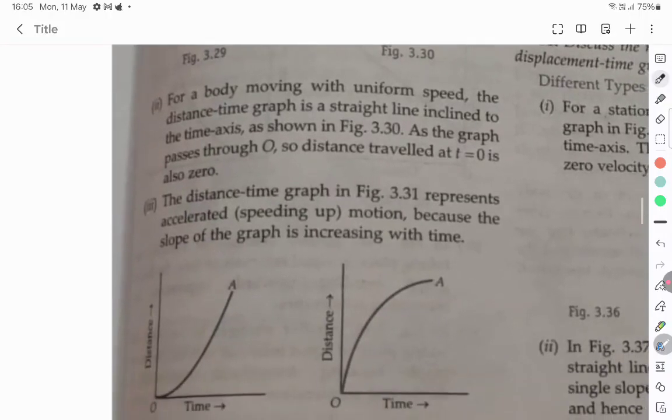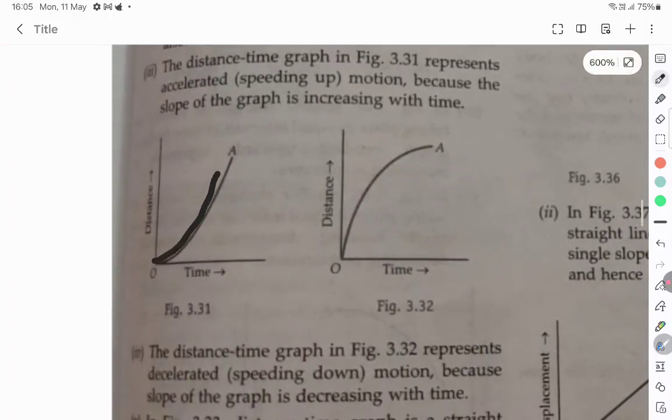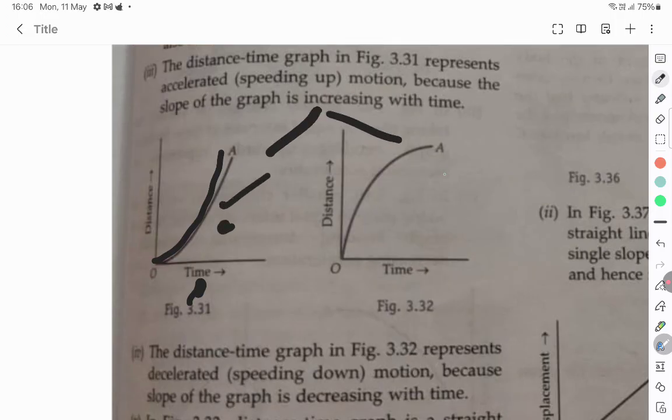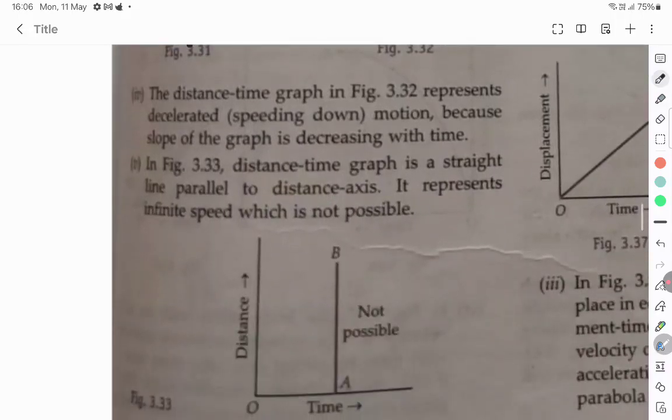and the distance time graph can be non-uniform motion for this. But here it's non-uniform motion. You have two categories. One is accelerating, another is decelerating, speeding up or speeding down. So those are the various graphs.